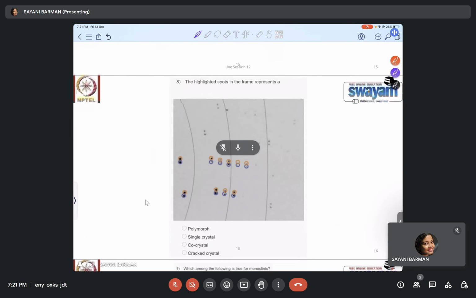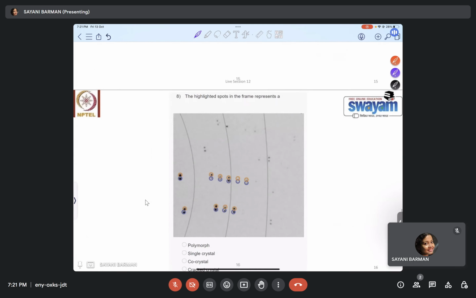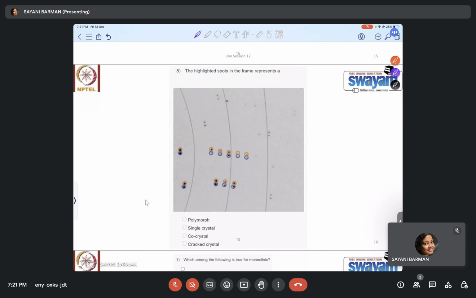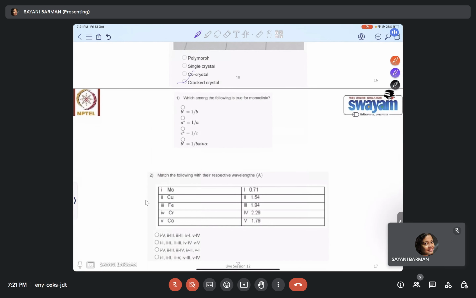Now the next one is the highlighted spots in the frame. This is for the cracked crystal, right? So you should remember this. Next one is which among the following is true for the monoclinic crystal system. So in the monoclinic crystal system, the reciprocal lattice is b star equals 1 by b.